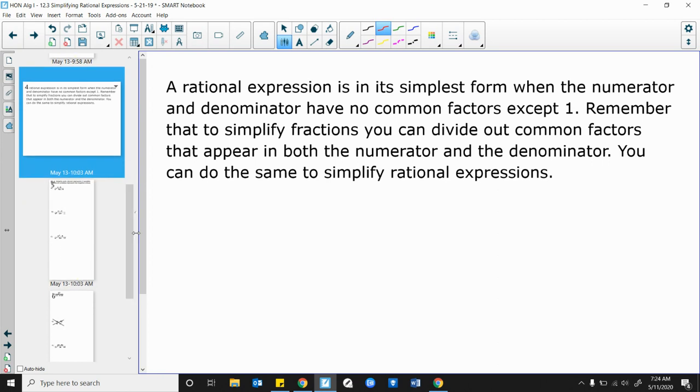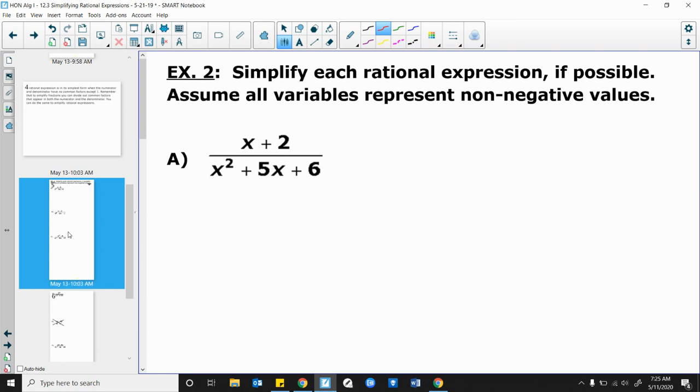A rational expression in its simplest form, the numerator and denominator have no common factors except 1. Remember that to simplify fractions, you can divide out common factors that appear in both the numerator and the denominator. You can do the same to simplify rational expressions. Okay, I think that's a very complicated explanation to say what we have to do here. So x plus 2 over x squared plus 5x plus 6, we need to simplify this. The top can't simplify at all. That's going to stay as x plus 2 for now.